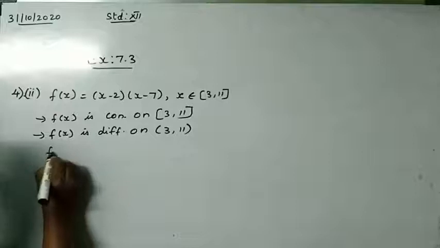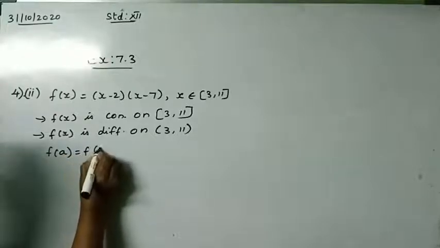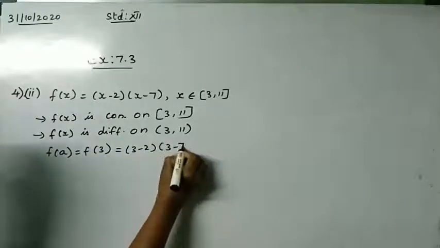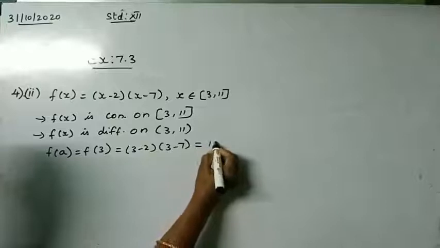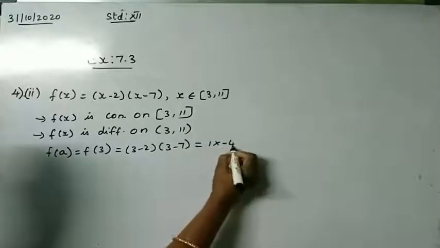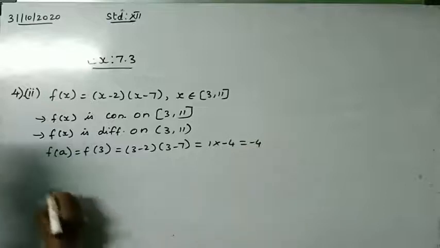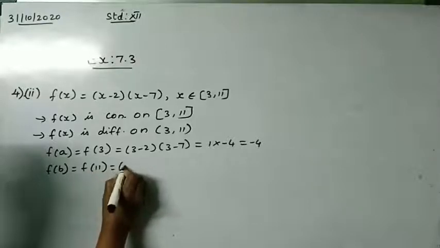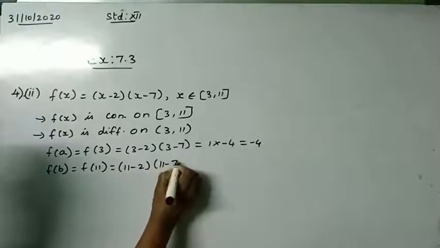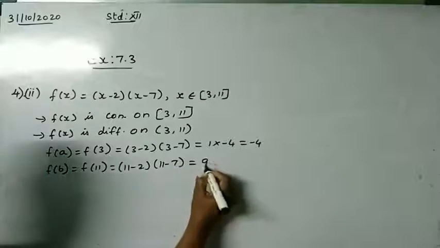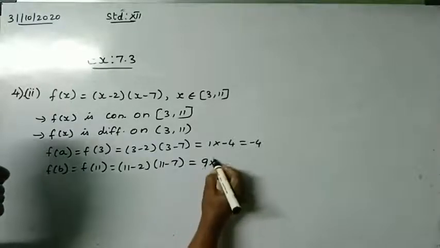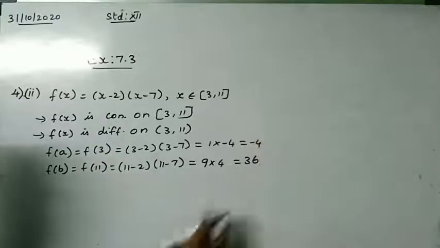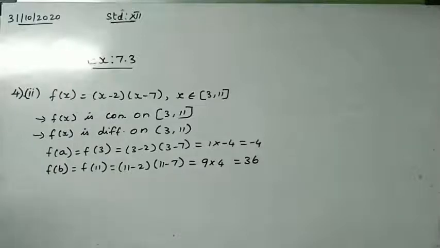Then we want to check f of a, which is f of 3, equal to (3 minus 2) into (3 minus 7). 3 minus 2 is 1, and 3 minus 7 is minus 4, so it is equal to minus 4. Then f of b, which is f of 11, equal to (11 minus 2) into (11 minus 7). 11 minus 2 is 9, 11 minus 7 is 4, which is equal to 36. So these two are not equal. So here we don't bother about this condition.